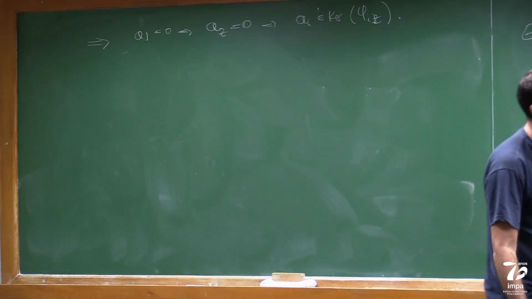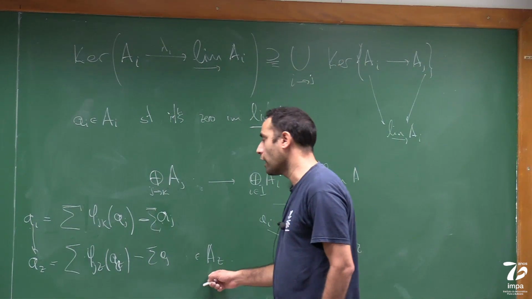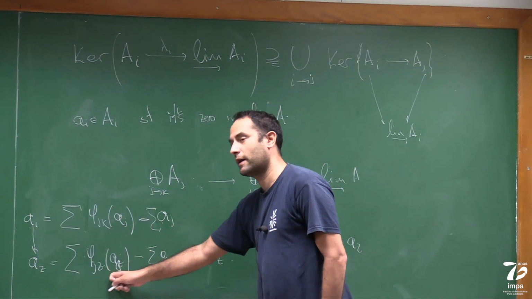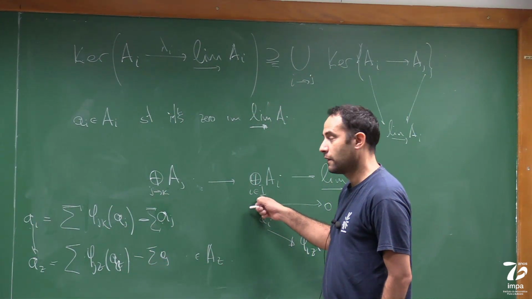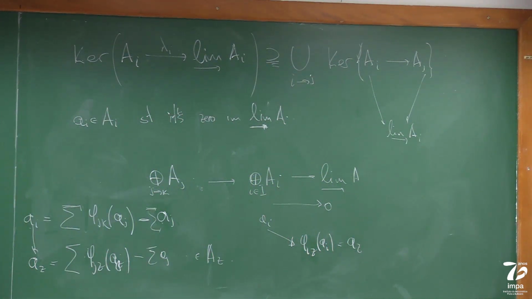a_z was the image of a_i under that arrow from i to z. So that checks that I started with this a_i. I found a larger z, larger than all the k's that appear here and the i itself, and I found that it was 0 there. So that proves the inclusion the other way around.